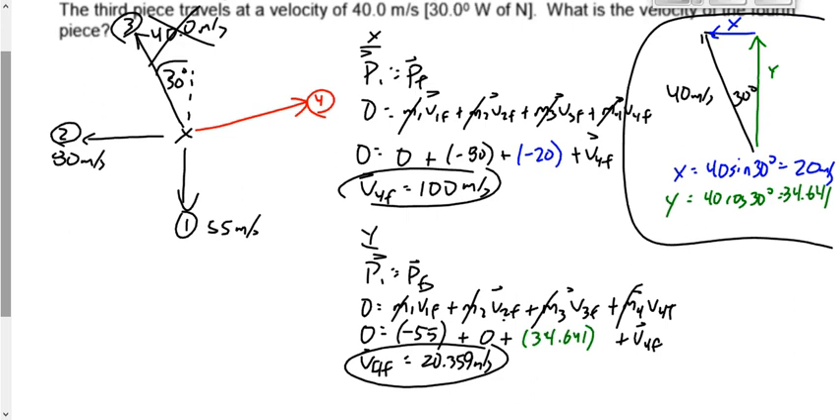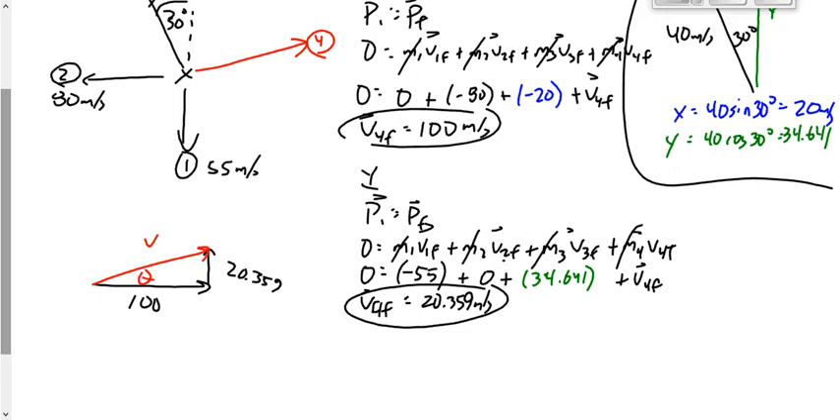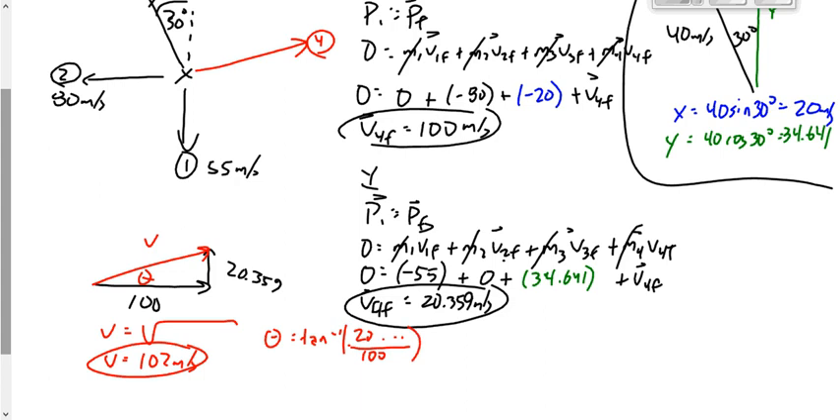Okay, so we got 100, and we got 20. And then we solve for v and theta. V is the square root of 100 squared plus 20 squared. V is equal to 102 meters per second. And theta is the inverse tan function of opposite over adjacent, which gives me a theta of 11.5 degrees.